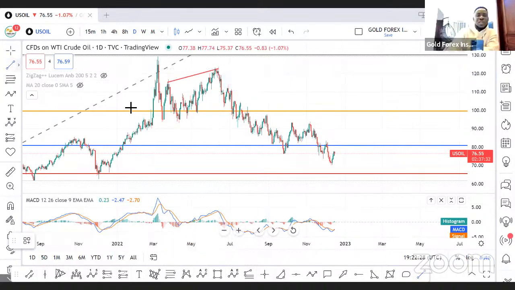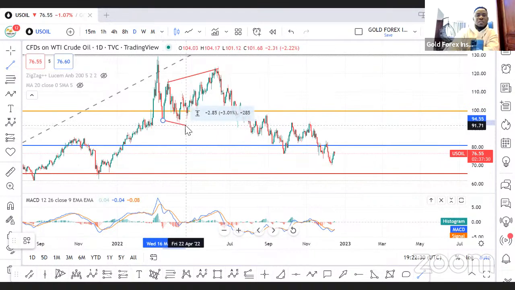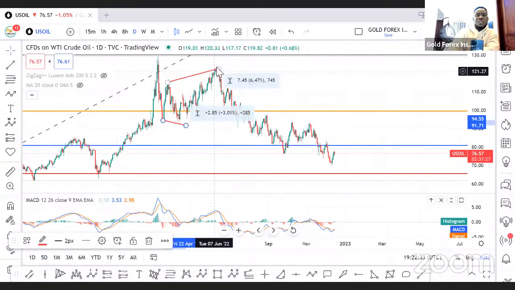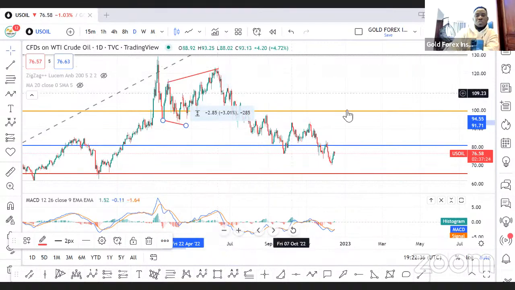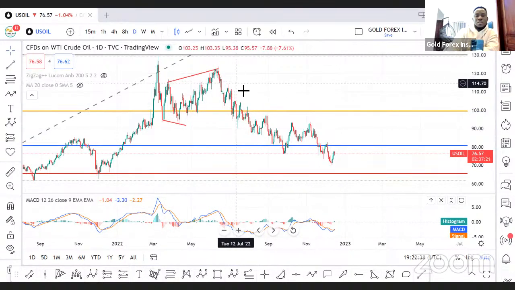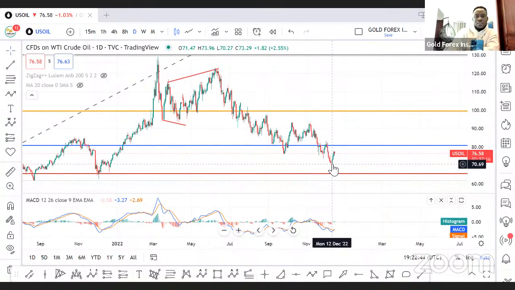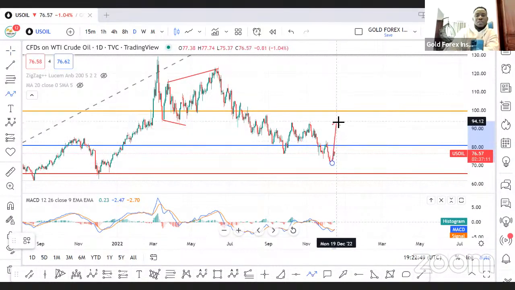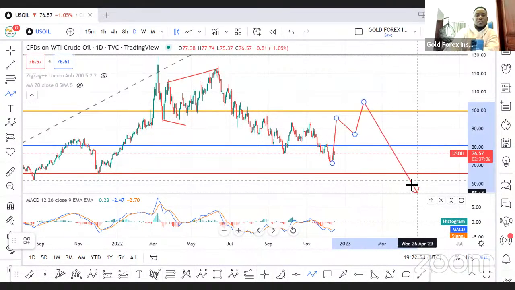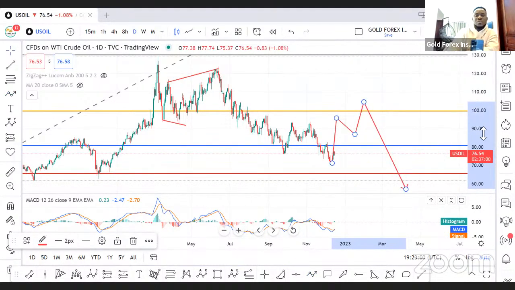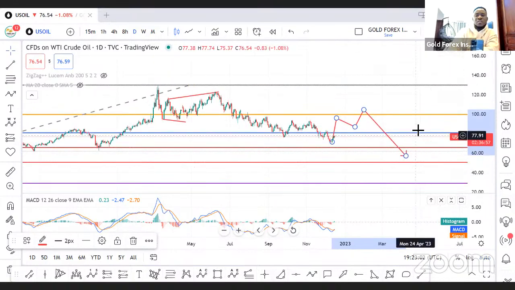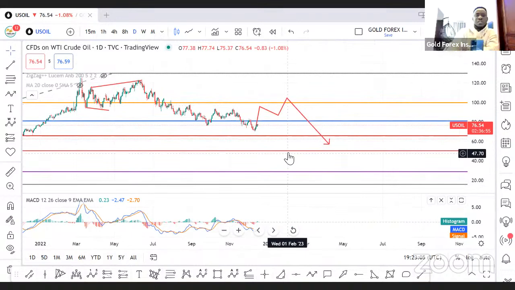So I'm looking at it like this. Wave 1, A, B, C, wave 2. Then wave 3, wave 4, wave 5. Then here will be A, B, C. Then we'll come back and drop to 61, which I can't find which of them is 61.